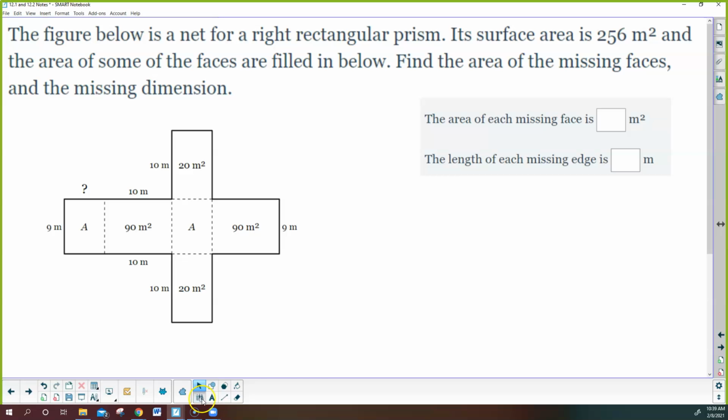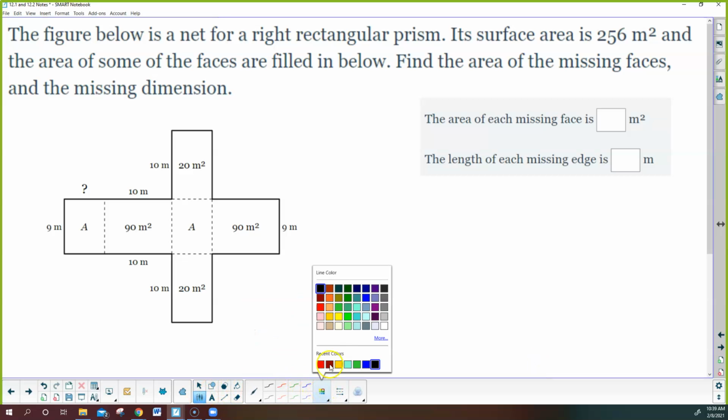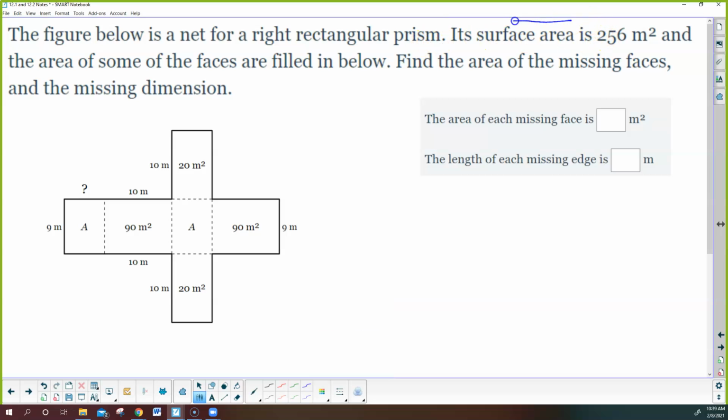Okay, the last one is you have homework like this tonight on Delta Math, and I just want to show it to you. It's not worth writing all this down because you're going to see it on Delta Math, but notice what they give us here. Our goal is to figure out below is a net of a right rectangular prism. We know the surface area is 256 meters squared, and some of the areas in the faces are filled in below. Find the areas of the missing sides. So we have to find this area here and here.